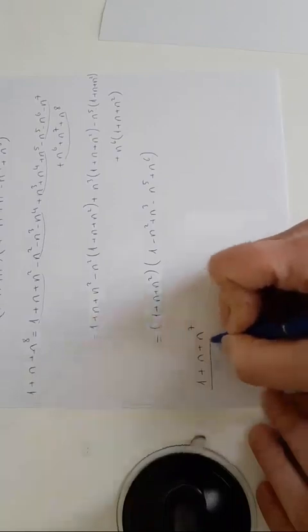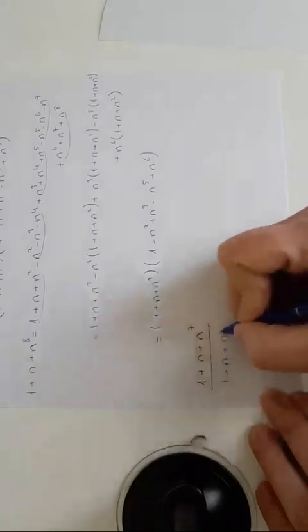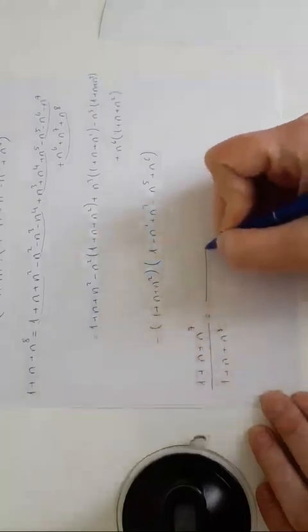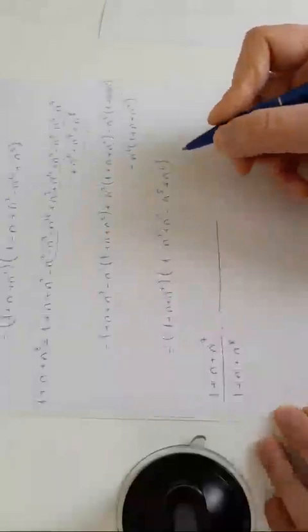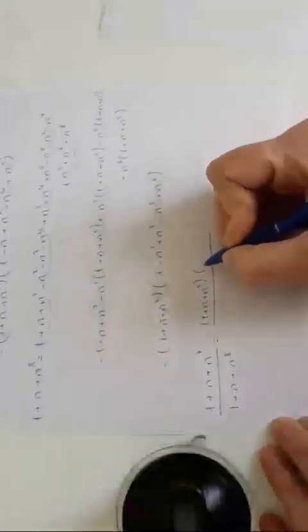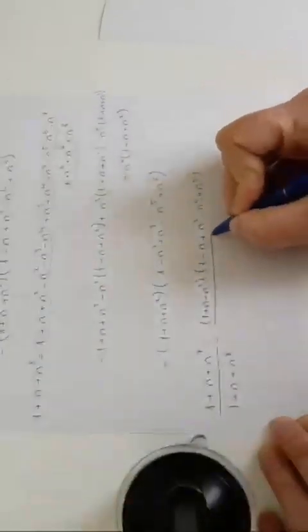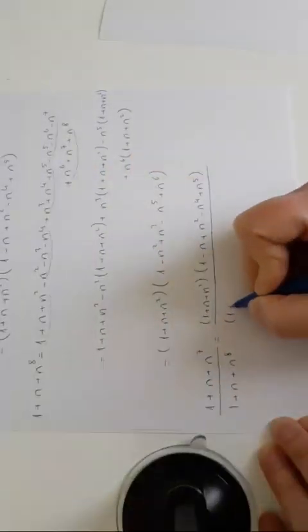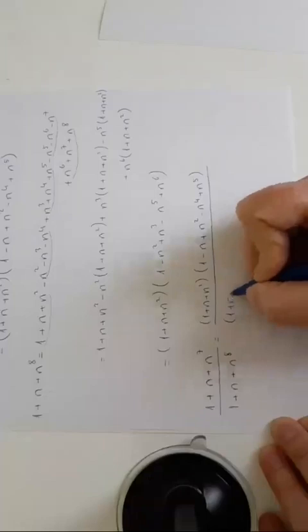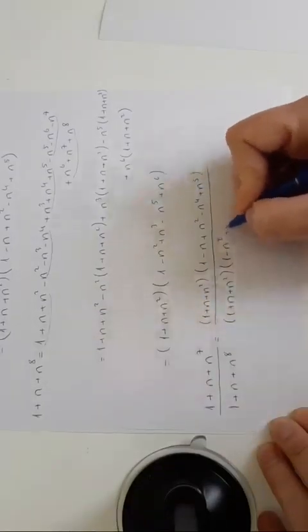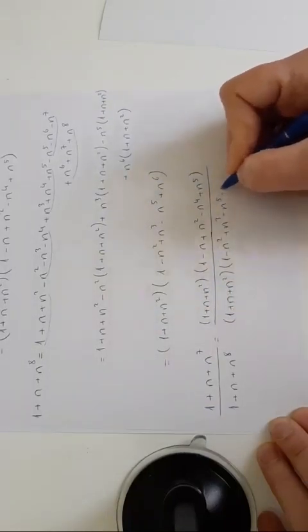Now if I write the denominator and the numerator that we have found, it will become 1 plus n to the power of 7 over 1 plus n to the power of 8 is equal to 1 plus n squared times 1 minus n plus n squared minus n to the power of 5 over 1 plus n squared times n squared plus n cubed minus n to the power of 5 plus n to the power of 6.